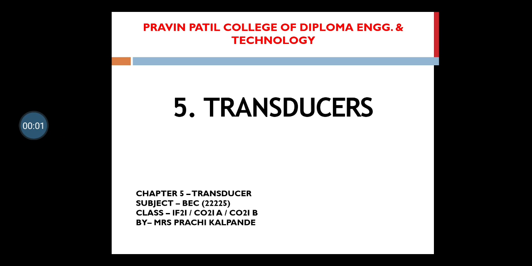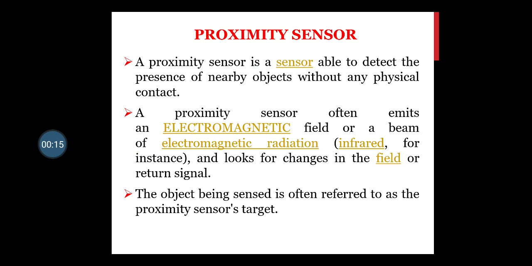Hello students, in this presentation we'll discuss the proximity sensor from chapter 5, Transducer, subject Basic Electronics 22225. We have already studied the transducer, and in that we have seen the block diagram of the transducer, and the first block of the transducer is the sensor.